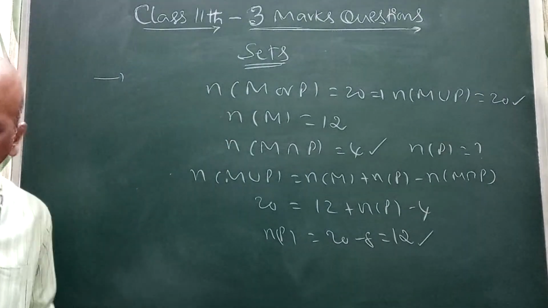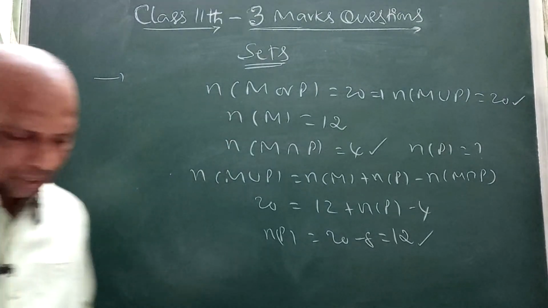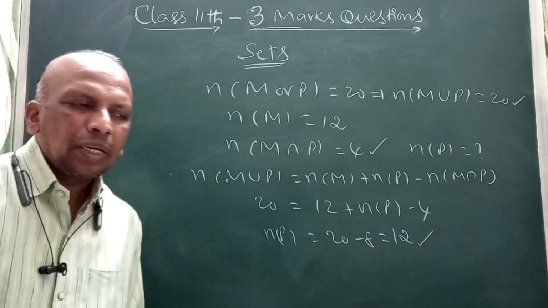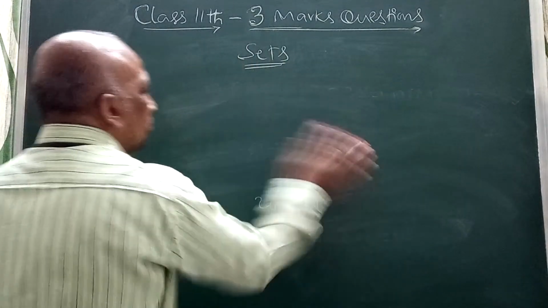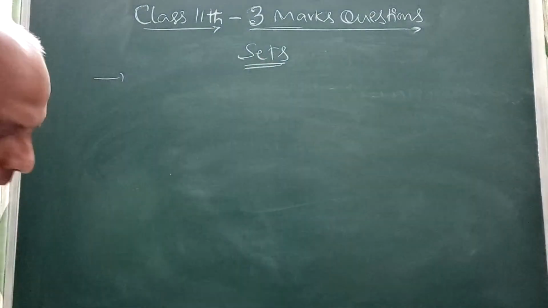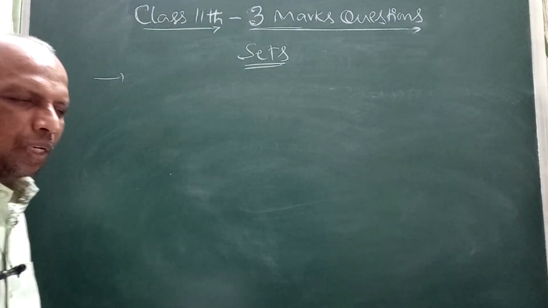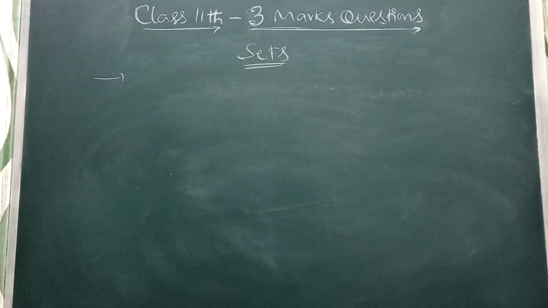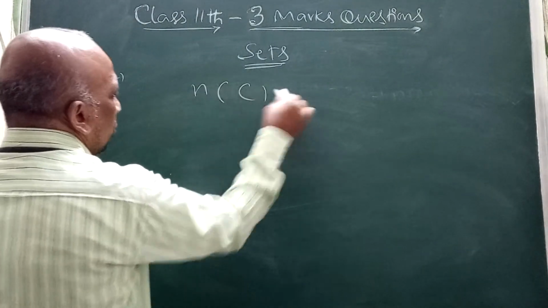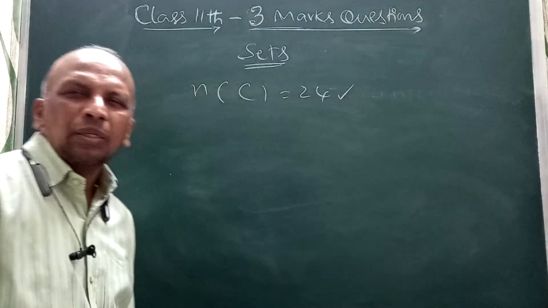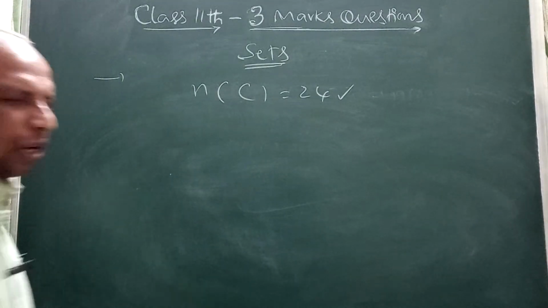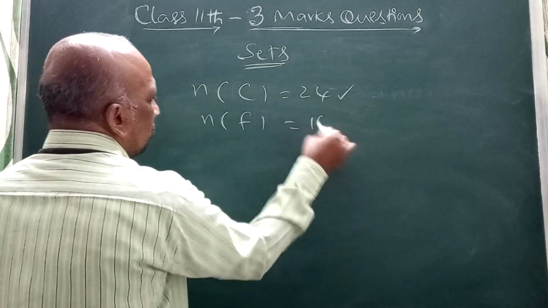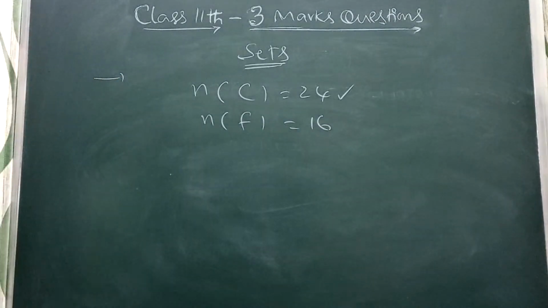Next, another problem we can discuss. In a class of 35 students, 24 like to play cricket and 16 like to play football. Also, each student likes to play at least one of the two games.